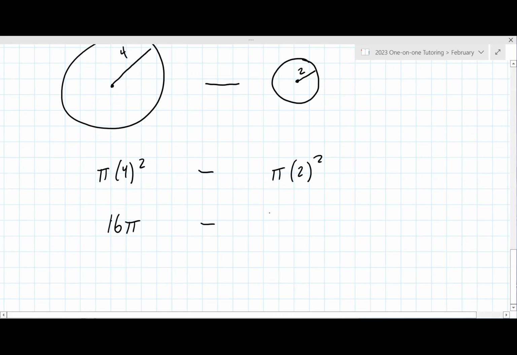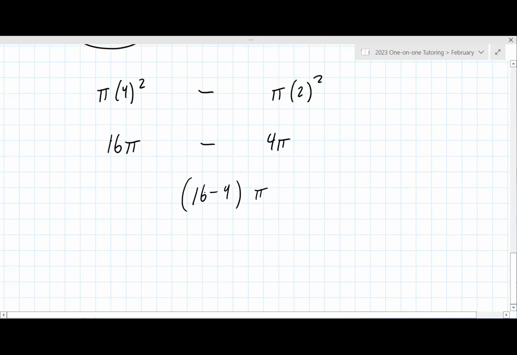4. 4 pi. Good. What is 16 pi minus 4 pi? That's 11. Try again. 10. I'm not sure why you're guessing when you have a calculator. 16 minus 4 is, you can go to a calculator if you need to. No, I got this because I remember what I did with this.